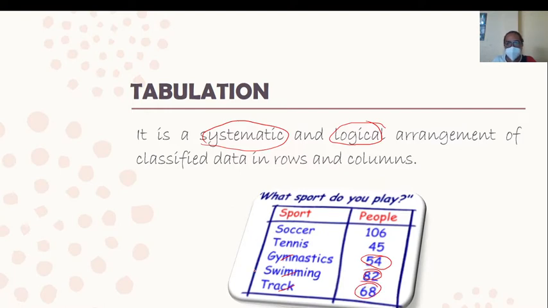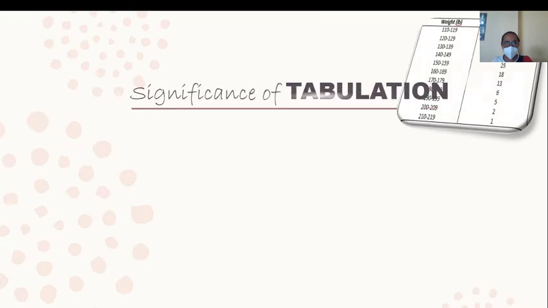Here, this illustration is an example of tabulation. We tabulate. Ano tinabulate natin? Meron siyang title din na, what sport do you play? And tabulation is composed of a row and a column. What do you think is the significance or what is the importance of tabulation?